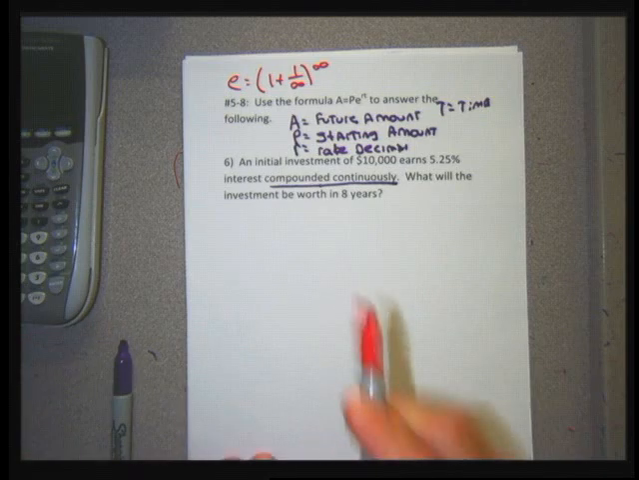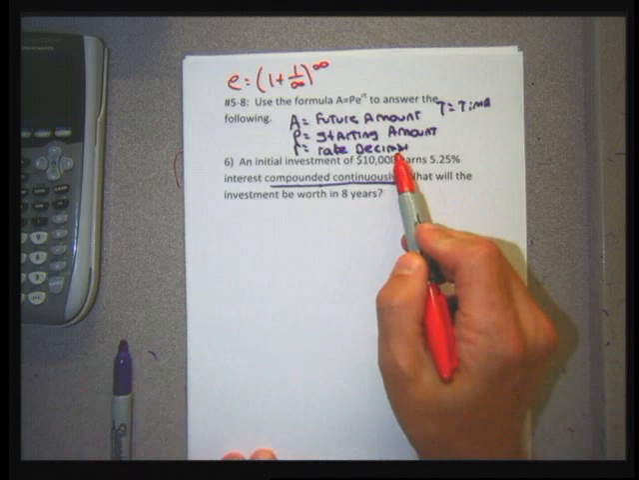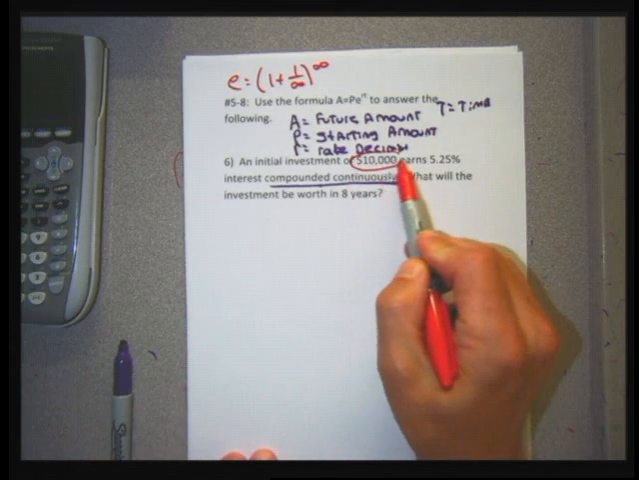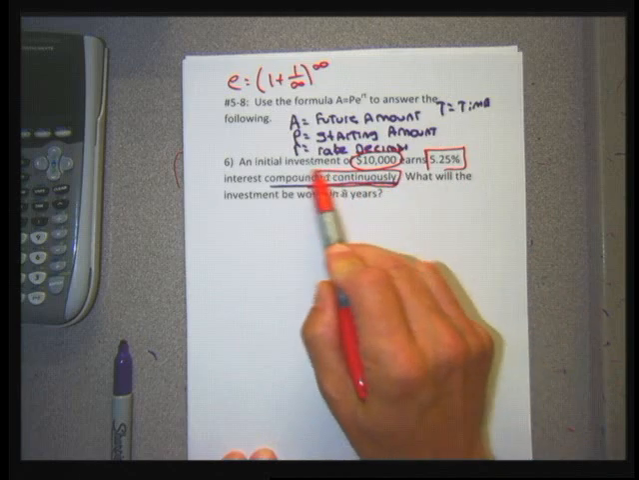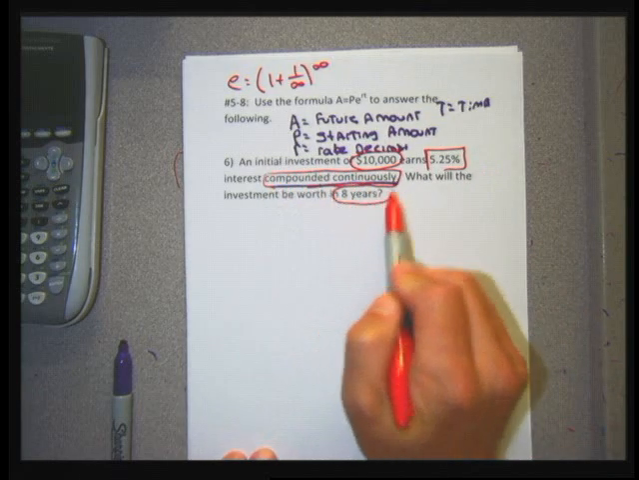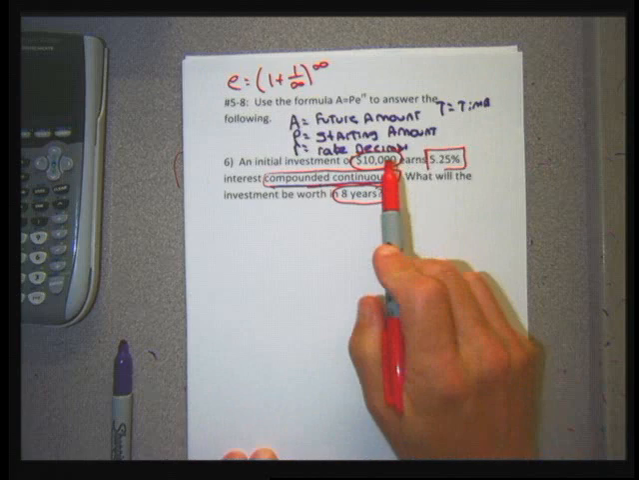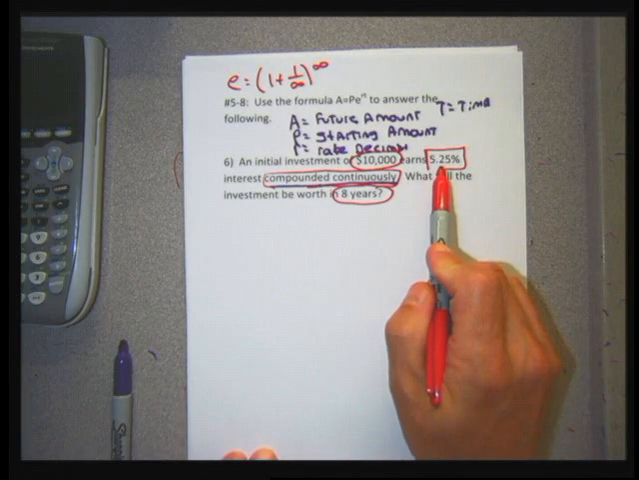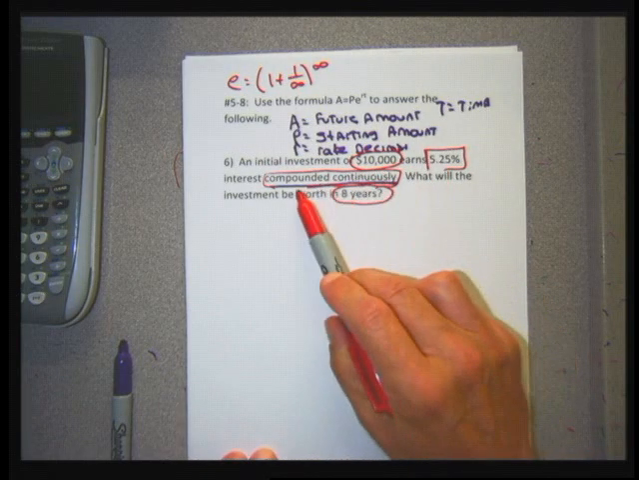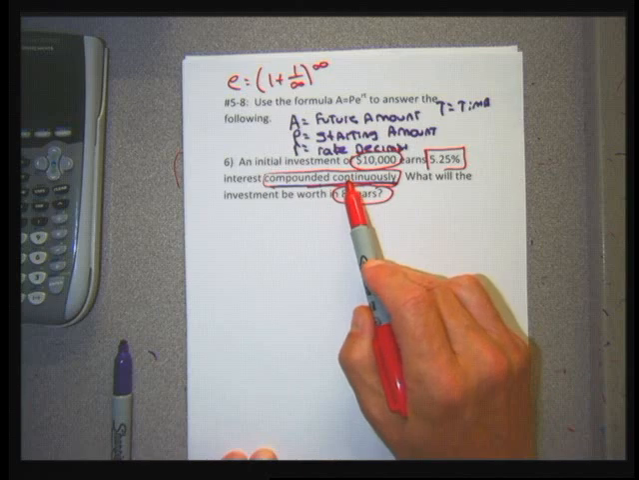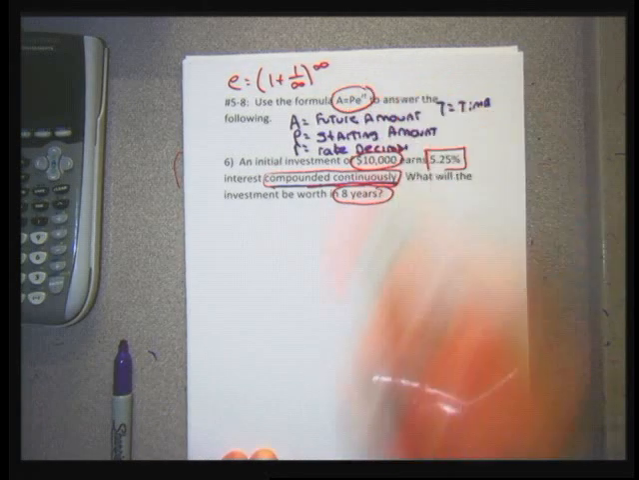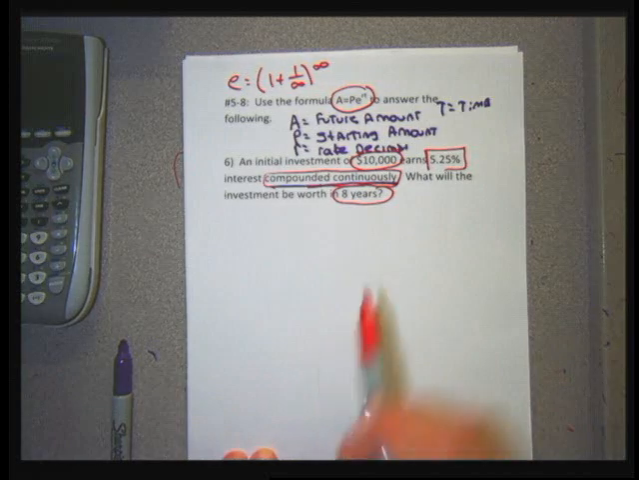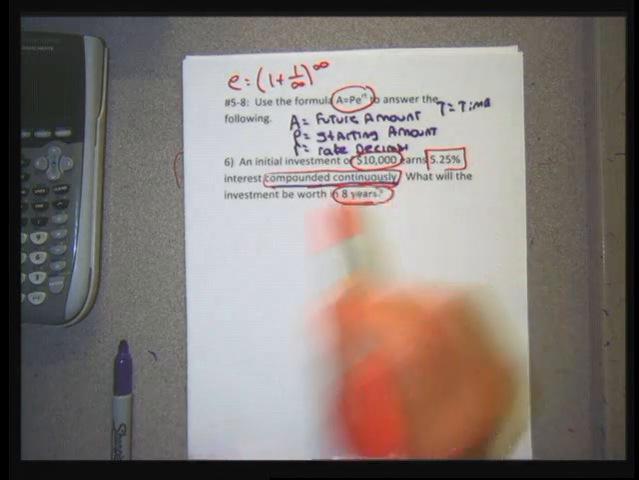So as I start problem 6, I'll read the question the same way. I start looking for keywords or numbers, and there's 4 of them in this problem. The $10,000 initial investment, the interest rate at 5.25%. The word after compounded is continuously, which means I need to use the formula with the E for money as opposed to the formula with the N, and then the 8 is the number of years.